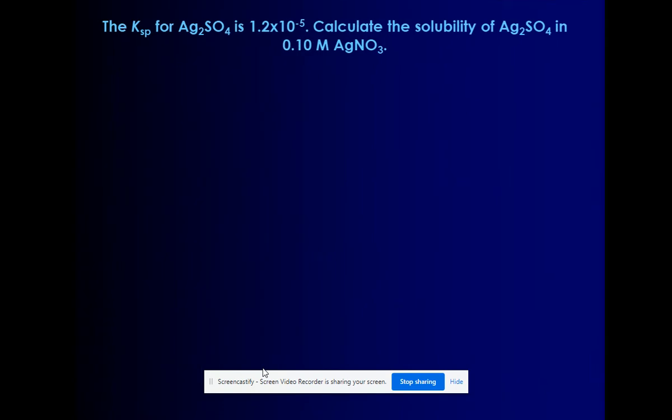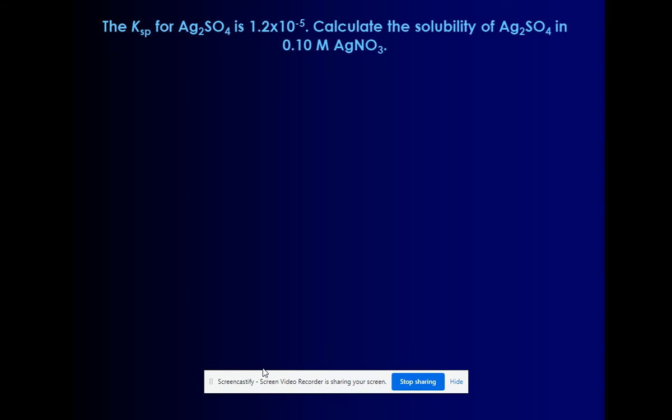Our last mathematical problem for this section, you were given the Ksp for silver sulfate, that it's 1.2 times 10 to the negative 5th, and you're asked to determine what the solubility is of that compound if it's in a solution containing 0.1 molar silver nitrate. Why would that be important? Because you have a common ion.